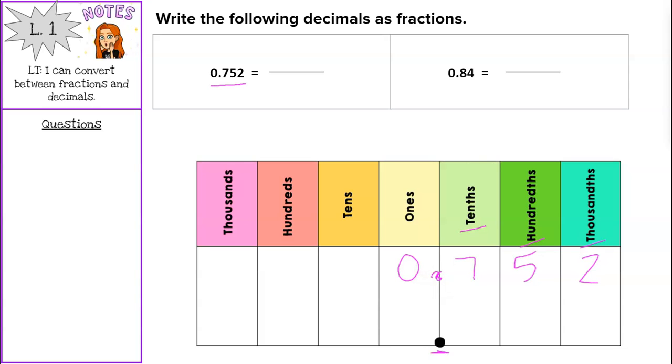To write this decimal as a fraction, all we have to do is take the largest place that it's at, the thousandths place, and make 1,000 its denominator. And then we just have 752 as the numerator. So that would be 752 thousandths. That's how we can say that decimal.